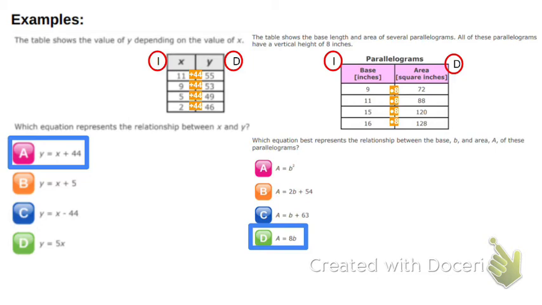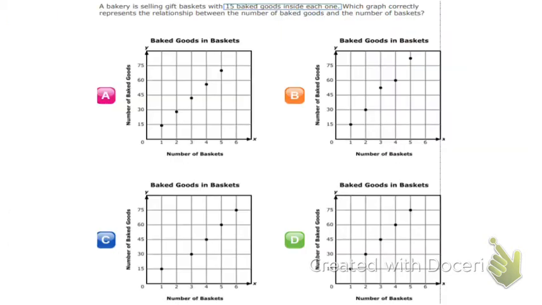Let's go ahead and look at this graph one. These tend to take a little more time and are a little more time consuming, so I want you to slow down and really take a look at this. It says a bakery is selling gift baskets with 15 baked goods for each one. So, which graph correctly represents the relationship between the number of baked goods and the number of baskets? The first thing is to look at the signs. Make sure that all of the signs are correct and in the same spot. Number of baskets, number of baskets. Perfect. Everything else should work out just fine.